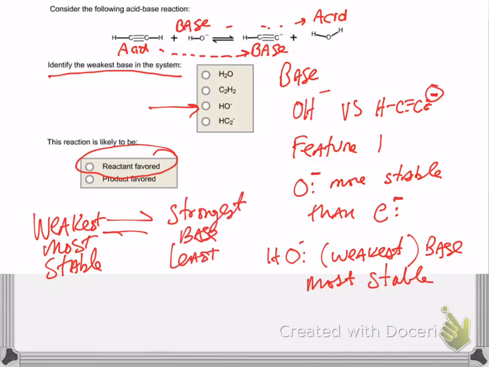The strongest base, least stable, is in the products. So there will be more of this substance because it's the least likely to react, and we would see K is less than 1.